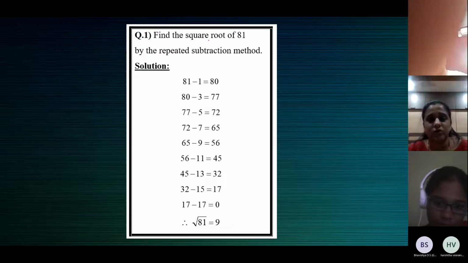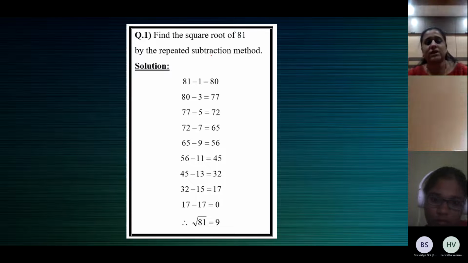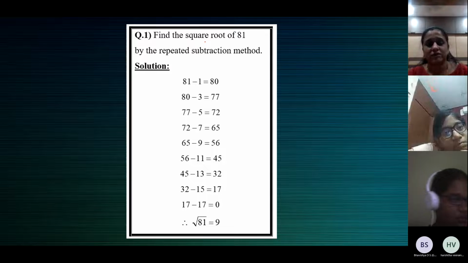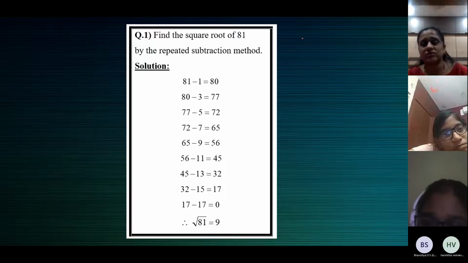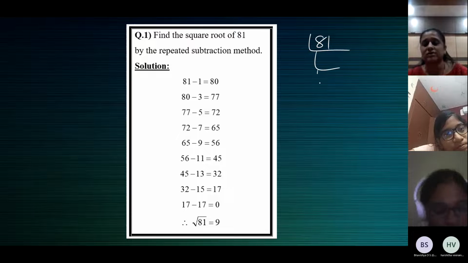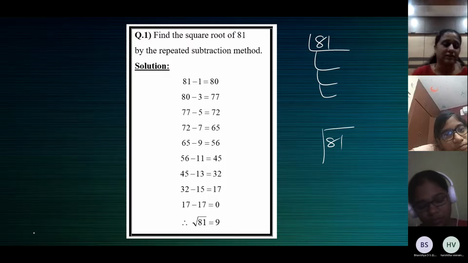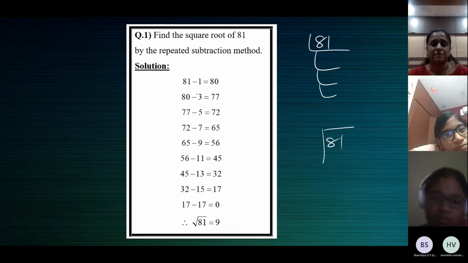Now here, find the square root of 81 by the repeated subtraction method. We know how to find the square root of 81 by the prime factorization method, and also by the long division method. Now this is by the repeated subtraction method.